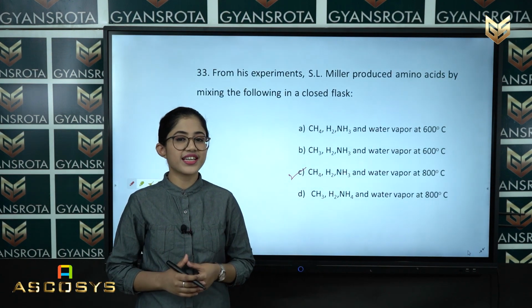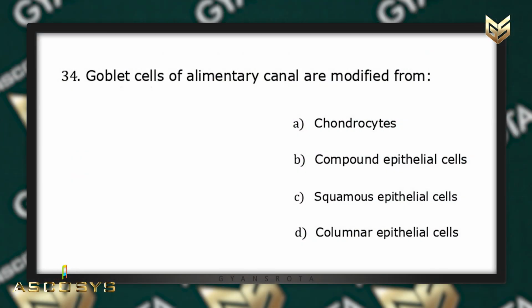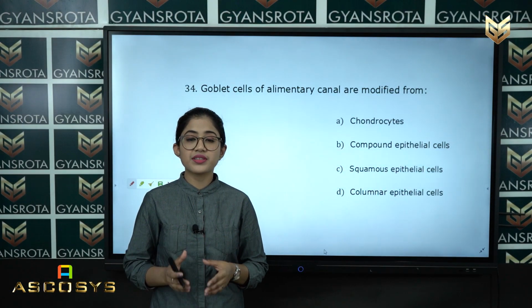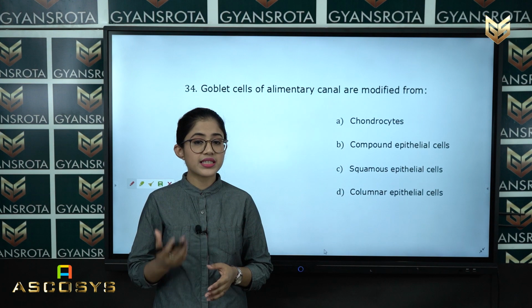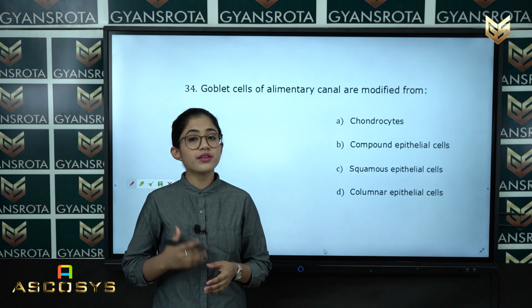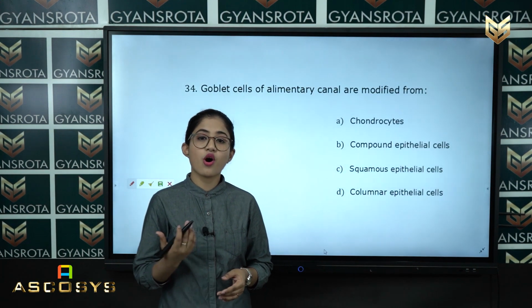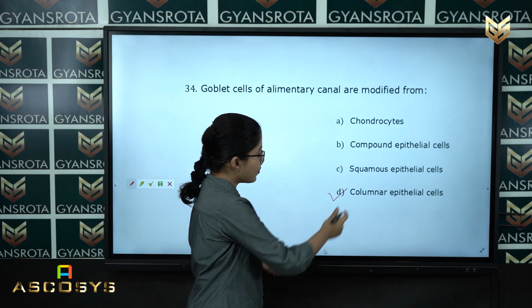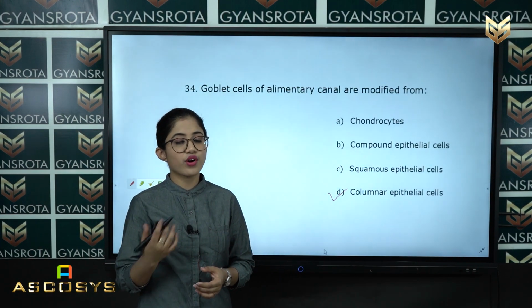Now let's see the next question, that is question number 34. Goblet cells of alimentary canal are modified from option number A, chondrocytes, option number B, compound epithelial cells, option number C, squamous epithelial cells, and option number D, columnar epithelial cells. So student, from the chapter digestion and absorption, we have discussed that goblet cells of alimentary canal are modified from columnar epithelial cells, that is given in option number D. Columnar epithelial cell is the correct answer for this question.